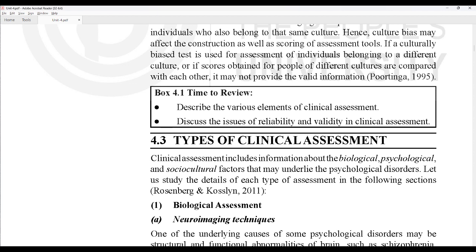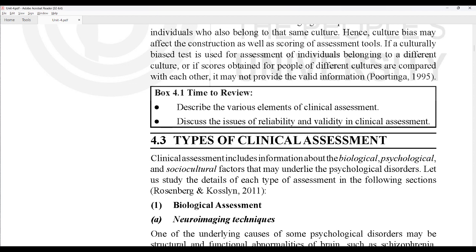Poitinger, 1995. 4.3 Types of clinical assessment. Clinical assessment includes information about the biological, psychological, and socio-cultural factors that may underlie the psychological disorders. Let us study the details of each type of assessment in the following sections. Rosenberg and Koslin, 2011.